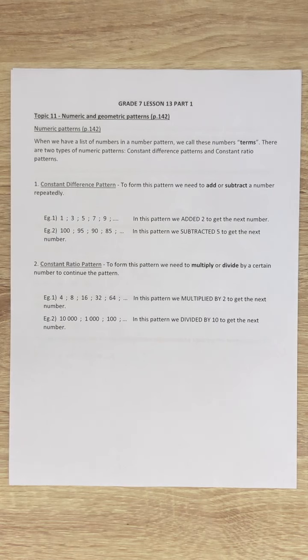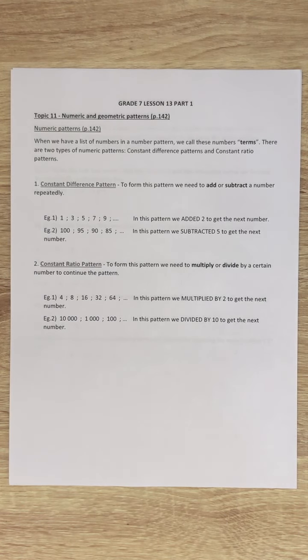There are two types of numeric patterns. We have a constant difference pattern and a constant ratio pattern. There's quite a big difference between the two. A constant difference pattern is a pattern that's formed when we add or subtract by the same number in every step. And a constant ratio pattern is formed when we multiply or divide by a certain number to continue the pattern.